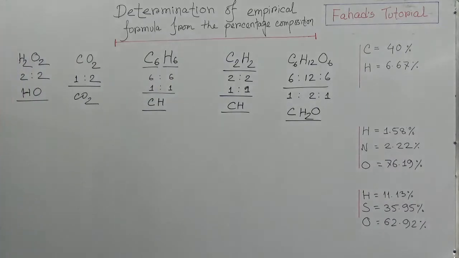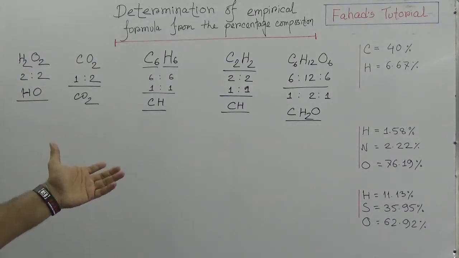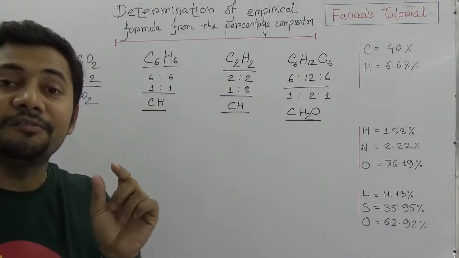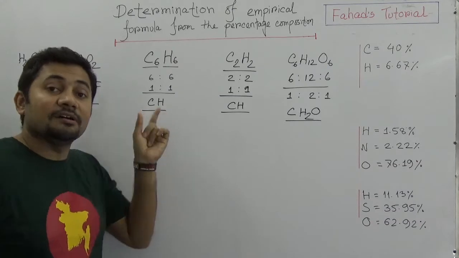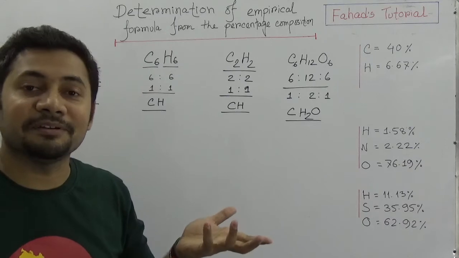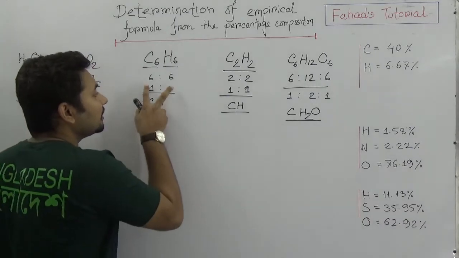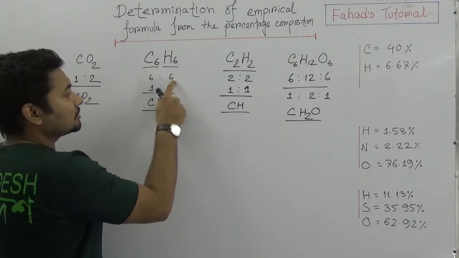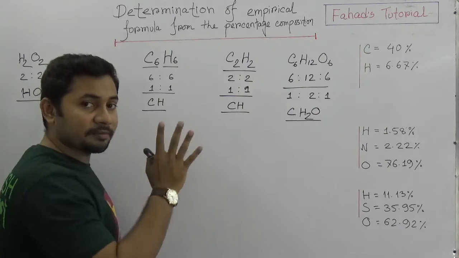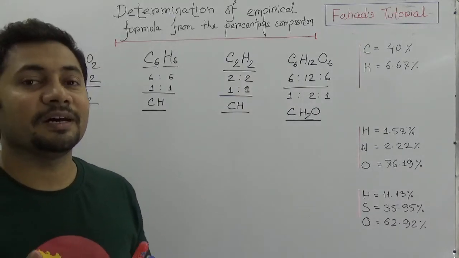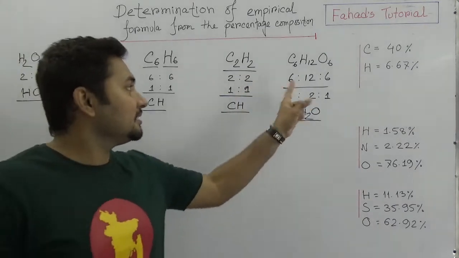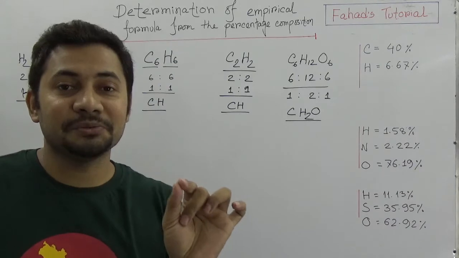So now, what is actually the empirical formula? The empirical formula shows the ratio of the number of atoms of different elements in a molecule. In benzene and ethyne the ratio is 1:1. It can be 8:8, it can be 12:12, or even 2:2, whatever, the ratio is 1:1 in case of benzene and ethyne. But in case of glucose, it's 1:2:1.